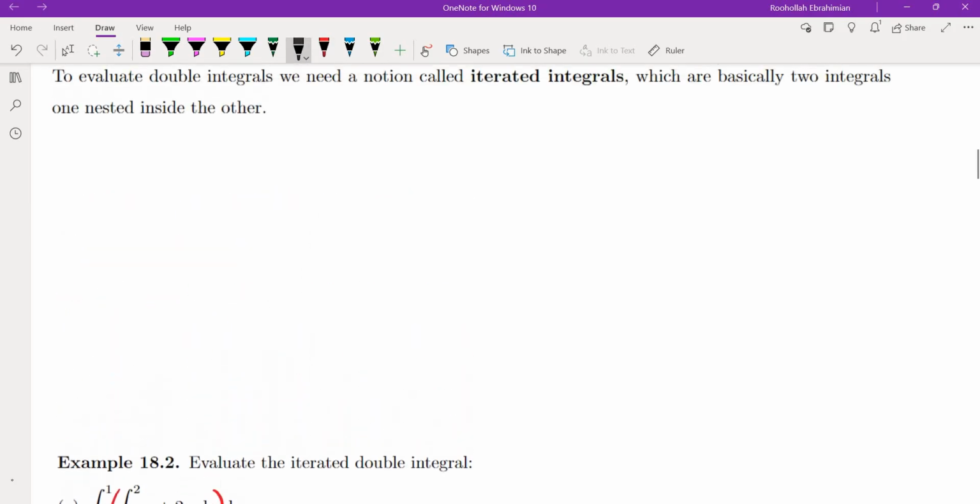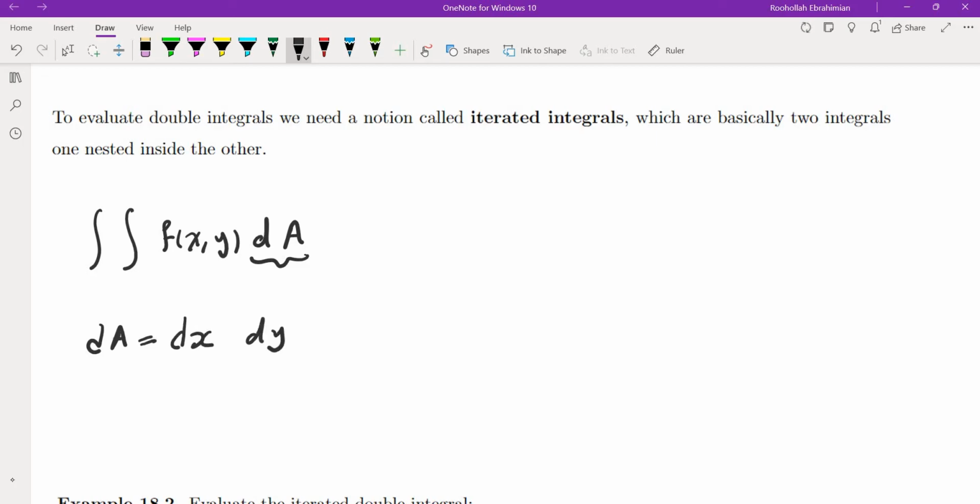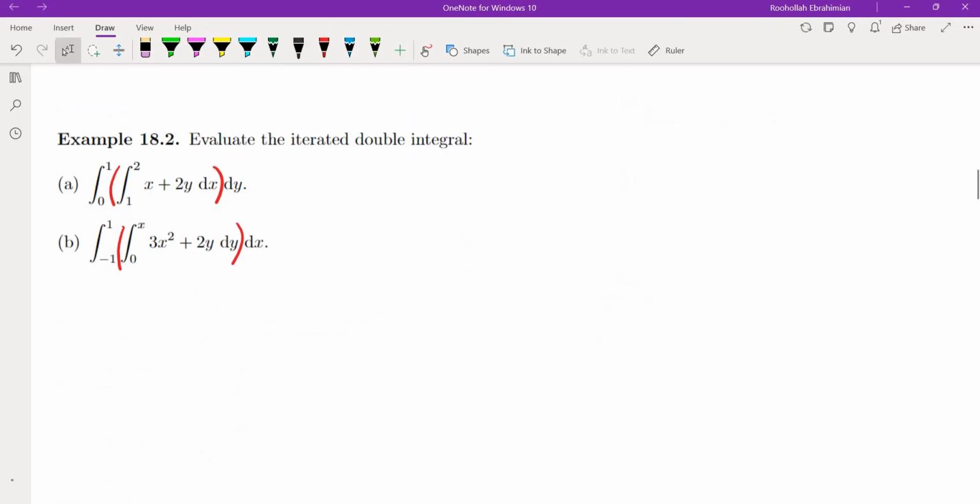Now, why does that mean something? It's because when you evaluate this double integral, the area of the base, this dA, would be dx times dy, which is the same as dy times dx. So what we do is we replace those small pieces of area by dx times dy, and that gives us the entire area of every piece. Okay, let's first do an example, and then we'll do an example on evaluating double integrals using iterated integrals.